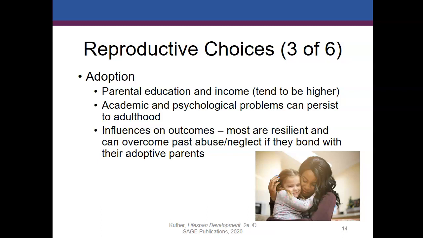However, adopted children tend to be less successful in school up through college age. Sometimes psychological and adjustment problems persist to adulthood. How the adopted children fared prior to the adoption impacts their ability to adjust, but most are resilient and able to overcome past trauma and neglect if they are able to establish a healthy bond with their adoptive parents.